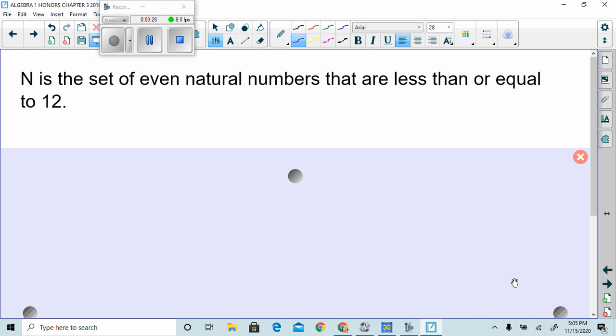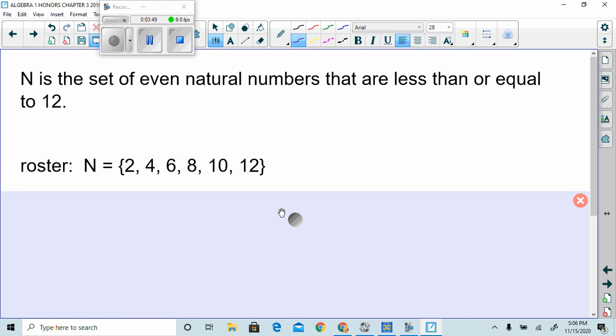Now let's take a look at another example. N is the set of even numbers, even natural numbers that are less than or equal to 12. Once again, take a moment and make your set. Do it in roster form to start. Now let's compare our sets. N equals {2, 4, 6, 8, 10, 12}. Again, it includes 12 because it was less than or equal to.